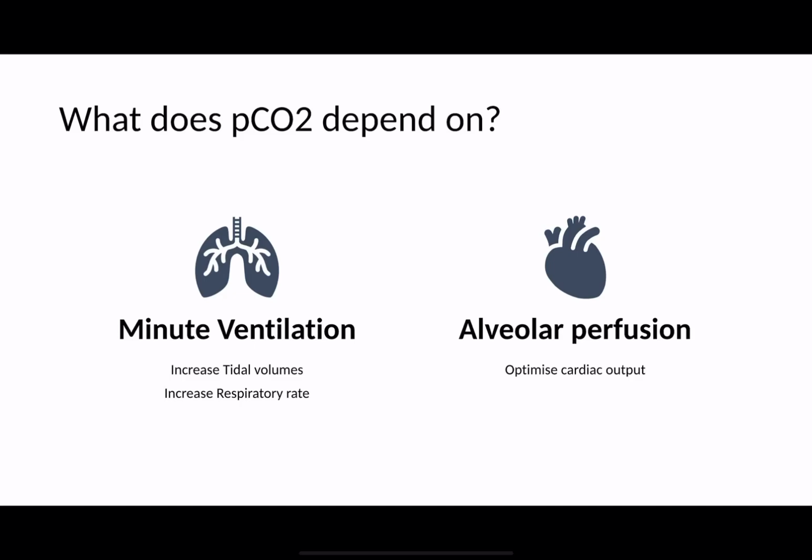Carbon dioxide is a lot more simple. Unlike the 4 things you can achieve with manipulating for oxygenation, for carbon dioxide removal, the only thing it depends upon is the minute ventilation, which means either increasing tidal volumes or increasing respiratory rates, or a combination of both, or optimizing cardiac output. As we go on to further talks, you'll start to see the pros and cons with increasing tidal volumes, increasing respiratory rates.